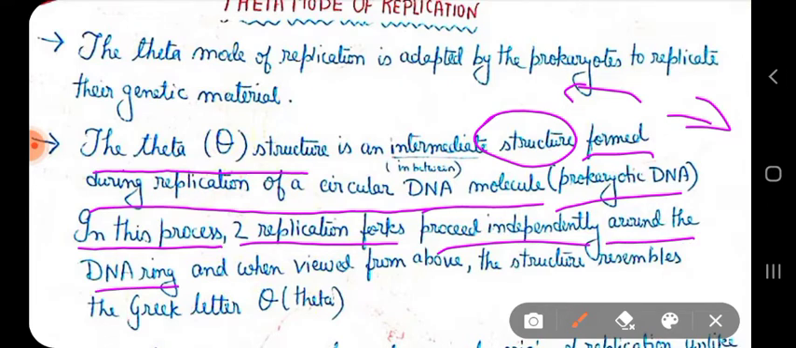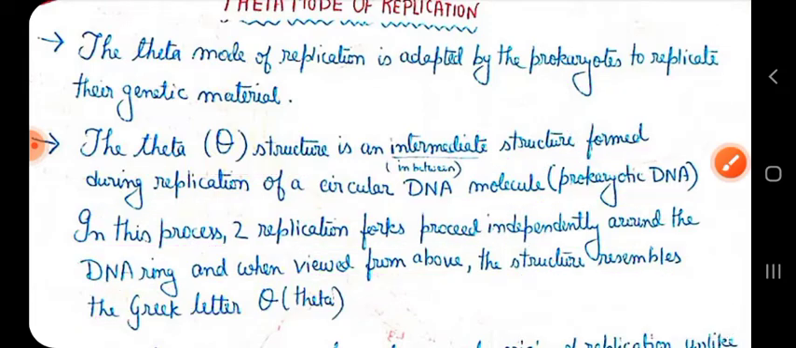When viewed from above, the two replication forks that are formed go in opposite directions, driven by the helicase enzyme. The structure looks like the Greek letter theta. That's why the name theta mode of replication comes.